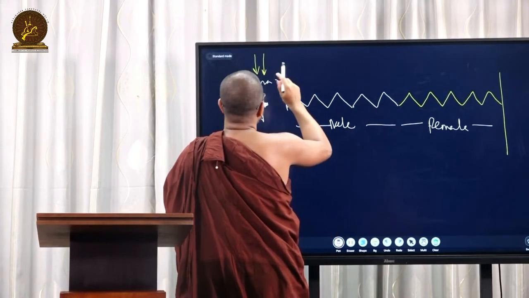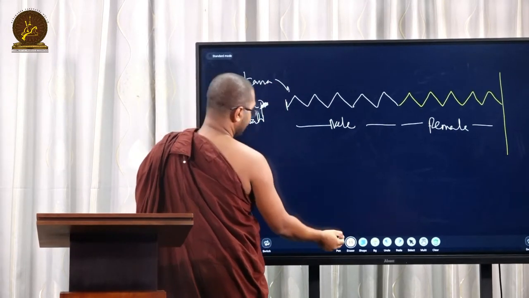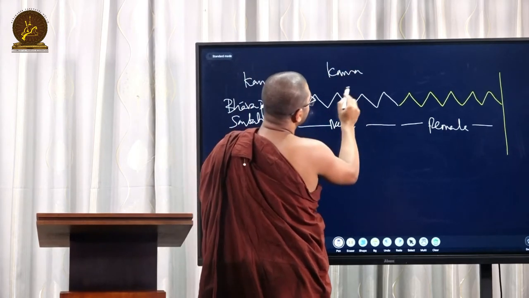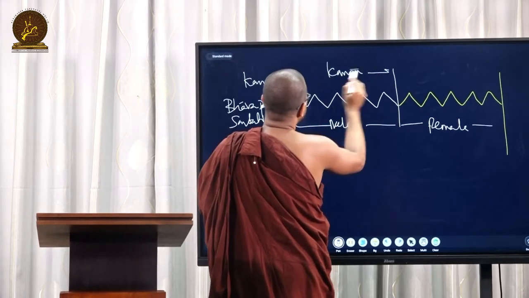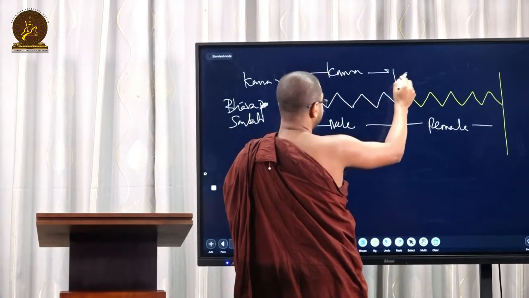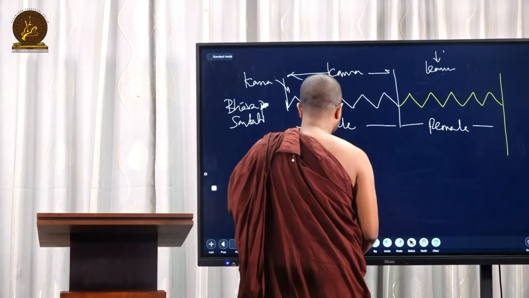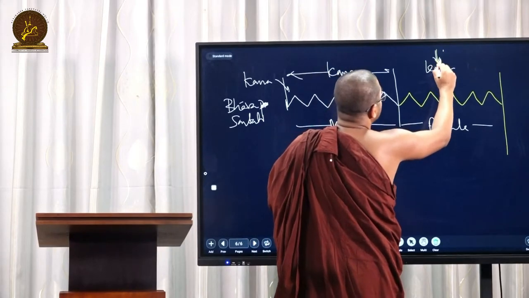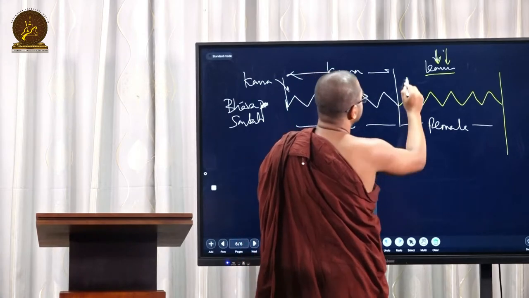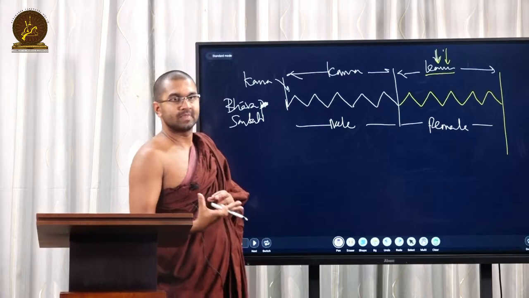Now, better draw it differently. Now, kamma is producing the entire process. The kamma which produces male bhava rupas has changed due to being affected. It has been affected by some other karma. So the nature of that karma is slightly different. It's the same karma, but it has been affected.